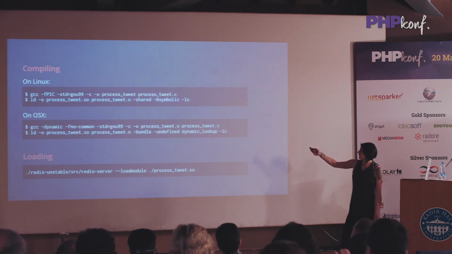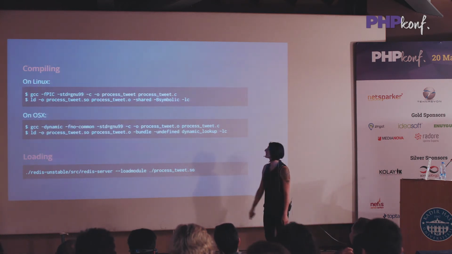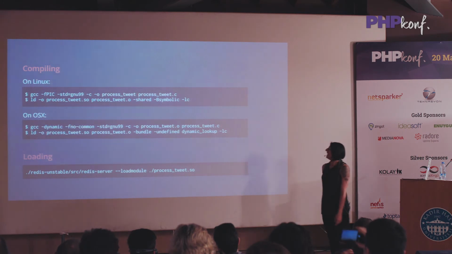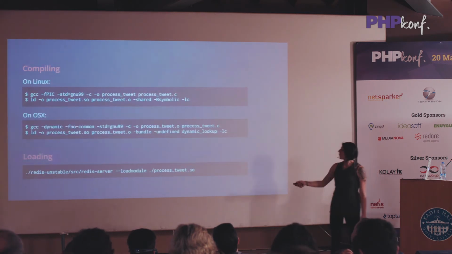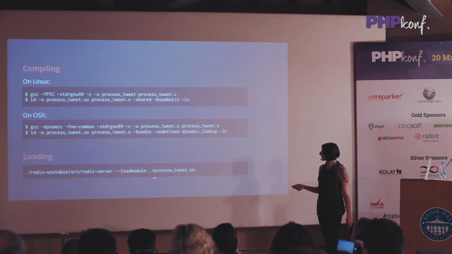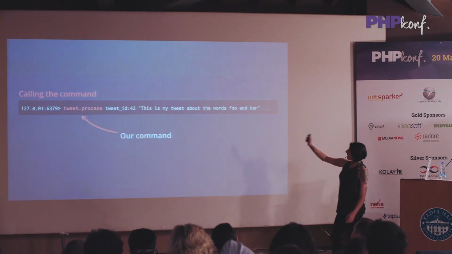Compiling is the regular way, I guess. As I said, it's not my strong point. And this is how we load the compiled module. We download the Redis server, and we compile it together with this module. And then we just run the commands like this.